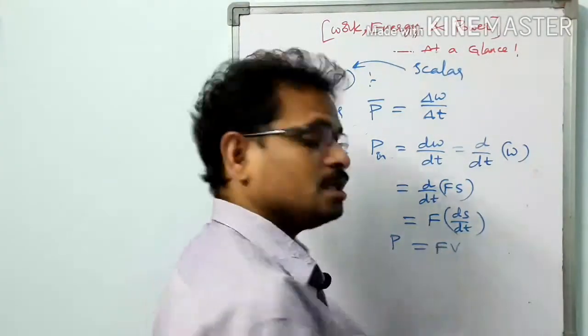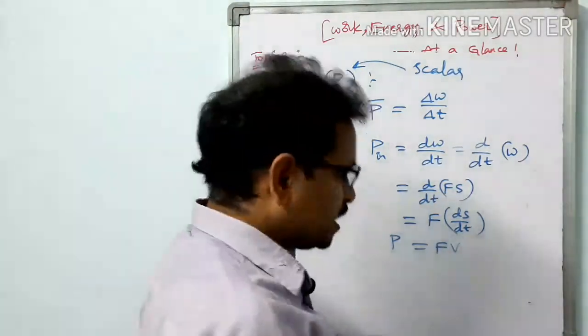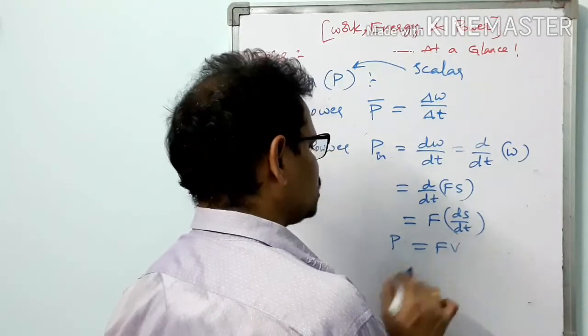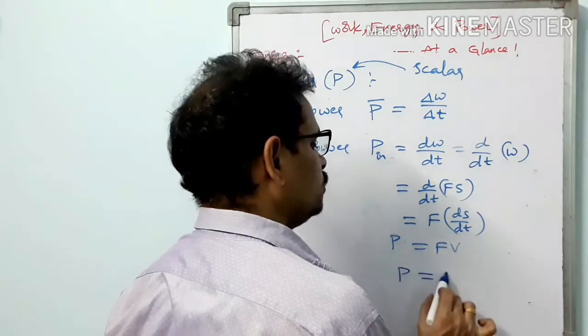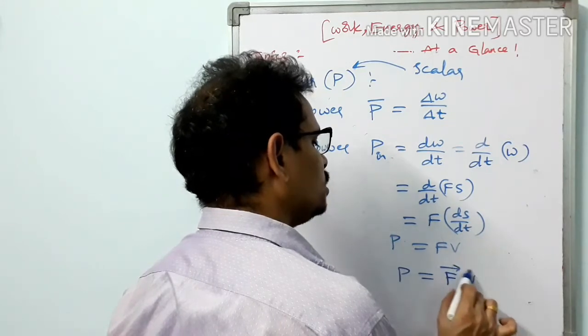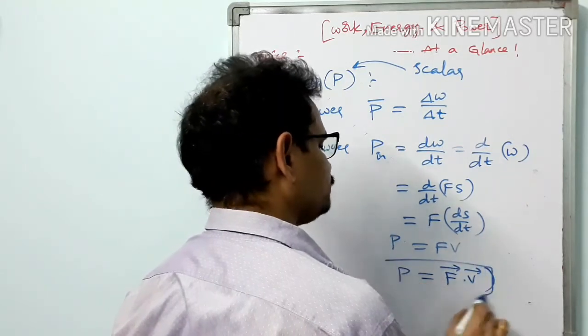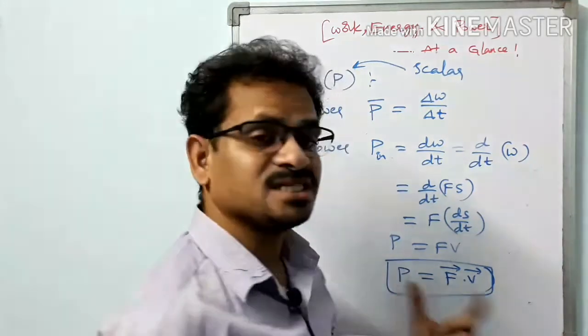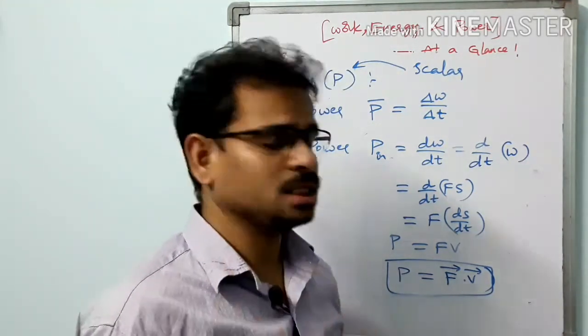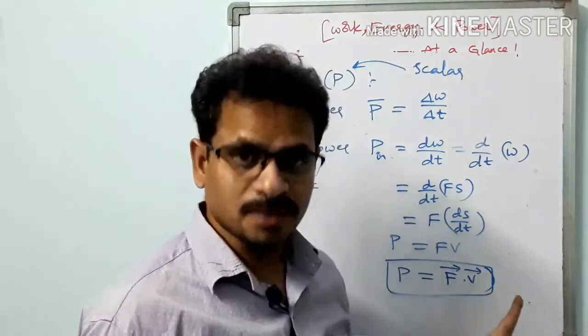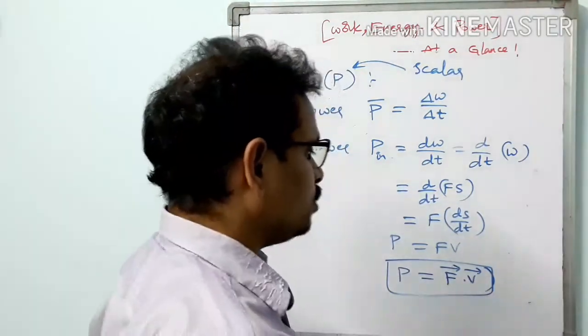But force and velocity are vector quantities. So we should express power in terms of the vectors force and velocity with the vector operation here. So power equals F bar dot V bar. Power is a scalar quantity which is expressed in terms of two vector quantities: one is the force vector, the other one is the velocity vector. So F bar dot V bar.